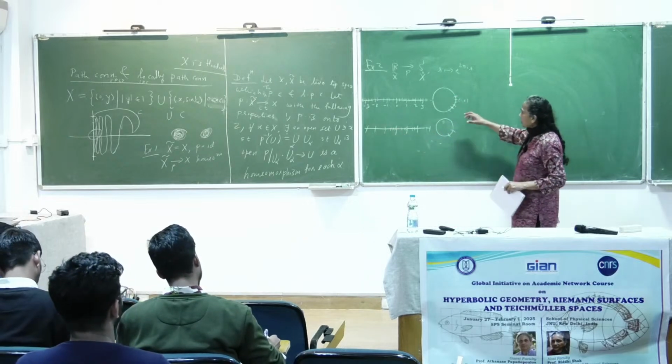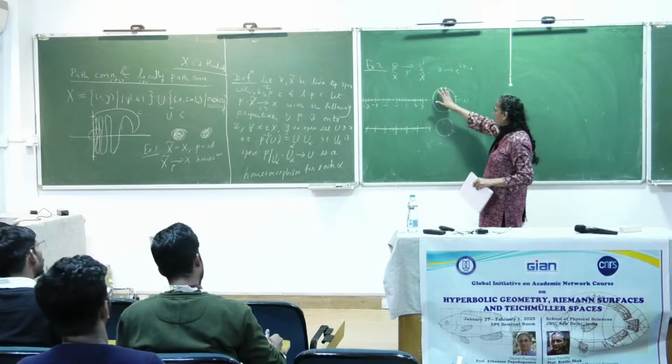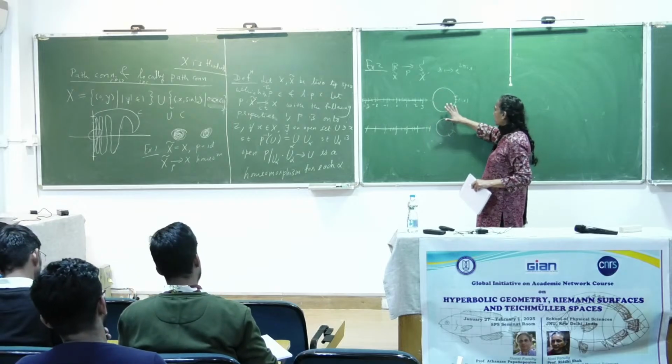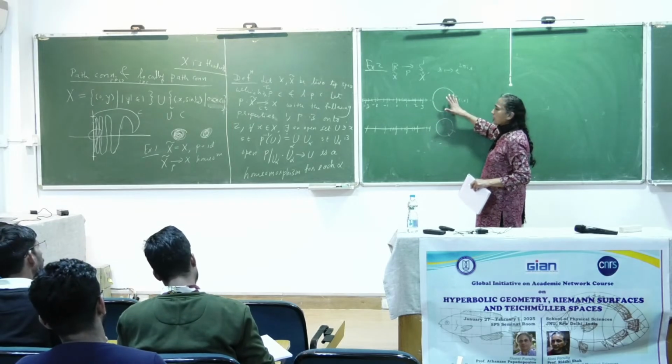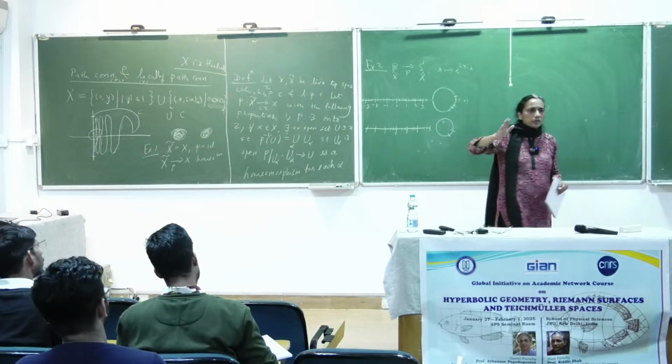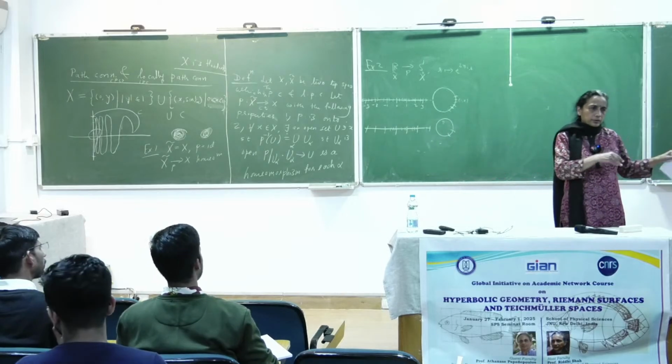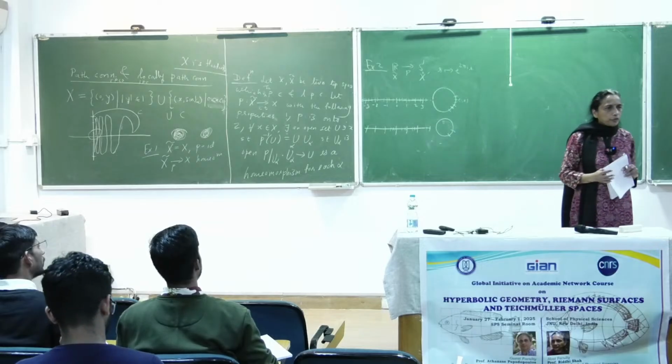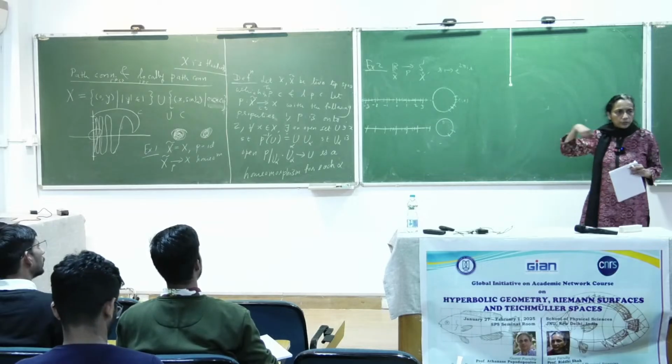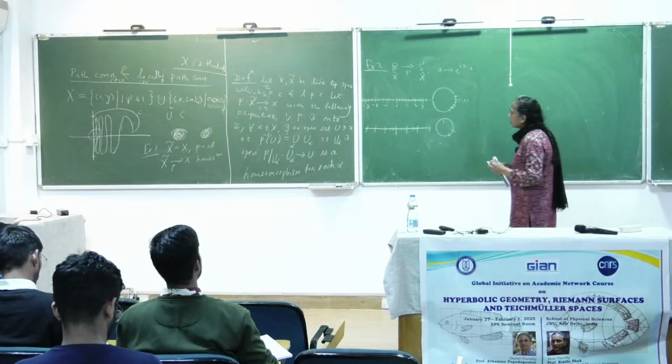So in fact, if I take any open set not containing one point, its inverse image will be a disjoint union of open sets, each of which will be homeomorphic.